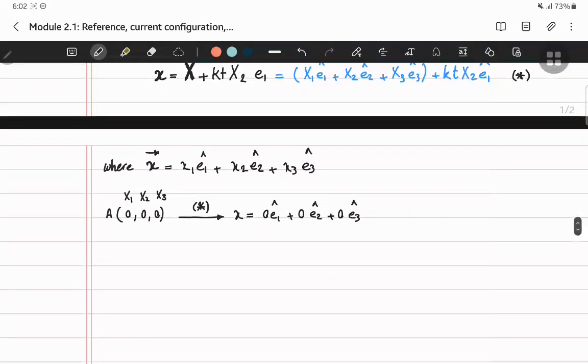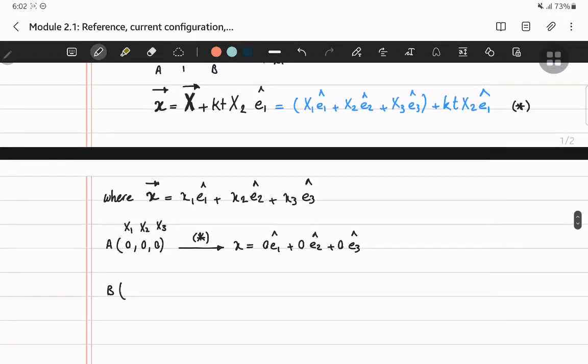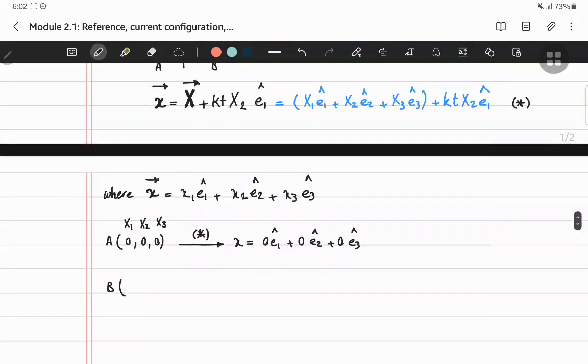We next move to B. So B has a coordinate of 1, 0, and 0. So if we plug it into this star or asterisk, so it is X1, X2, X3, then under this motion, X1 is 1, and this one is 0, so it becomes 1 plus X2 is 0, so 1 e1 plus 0 e2 plus 0 e3.